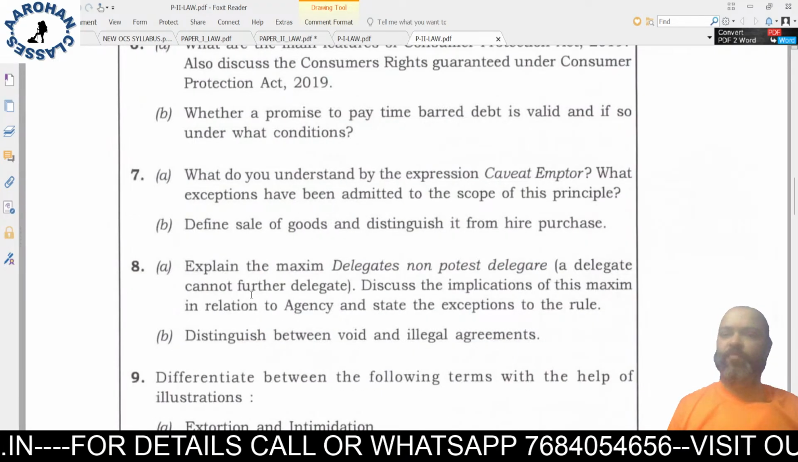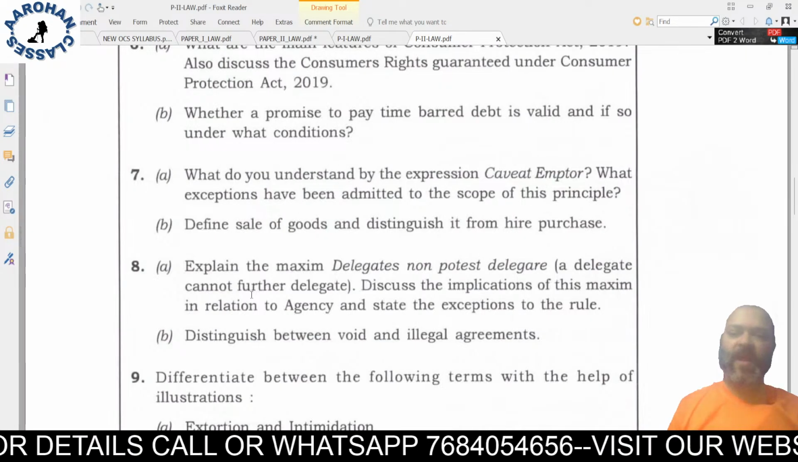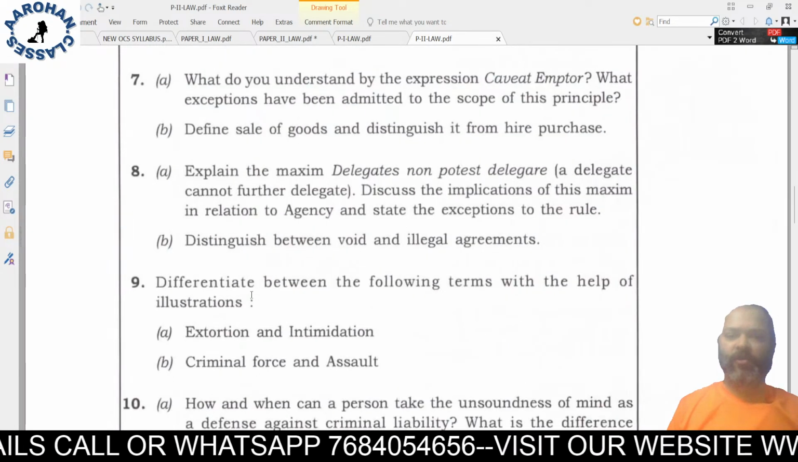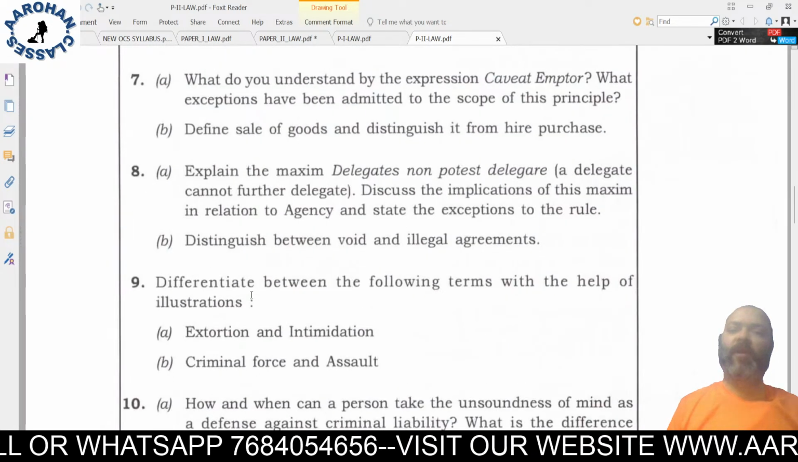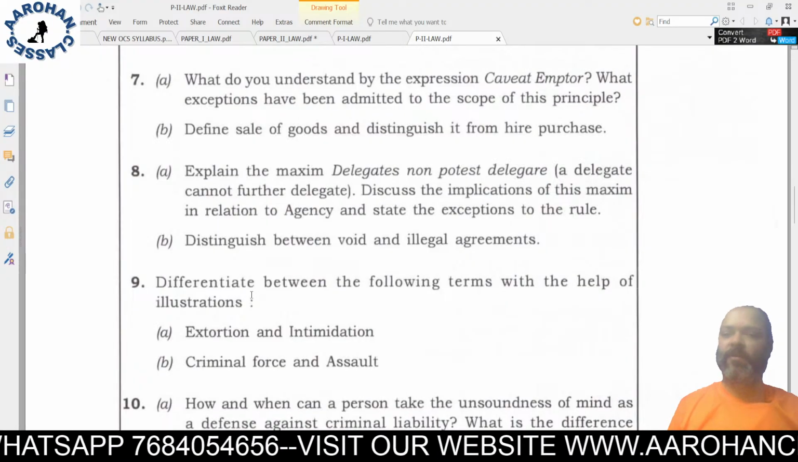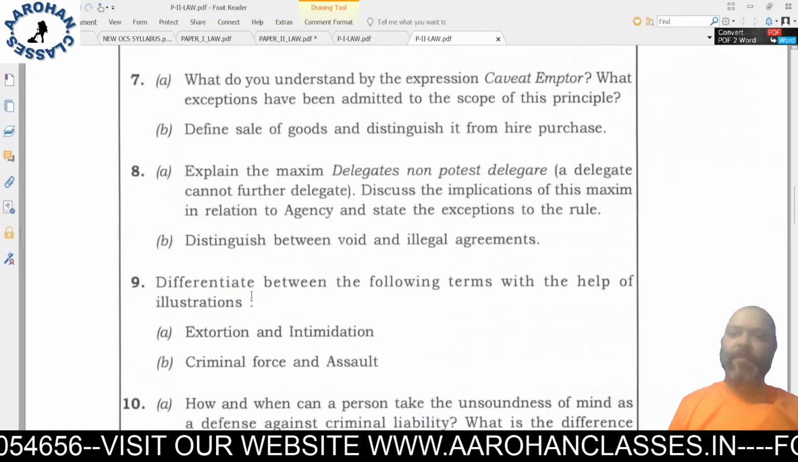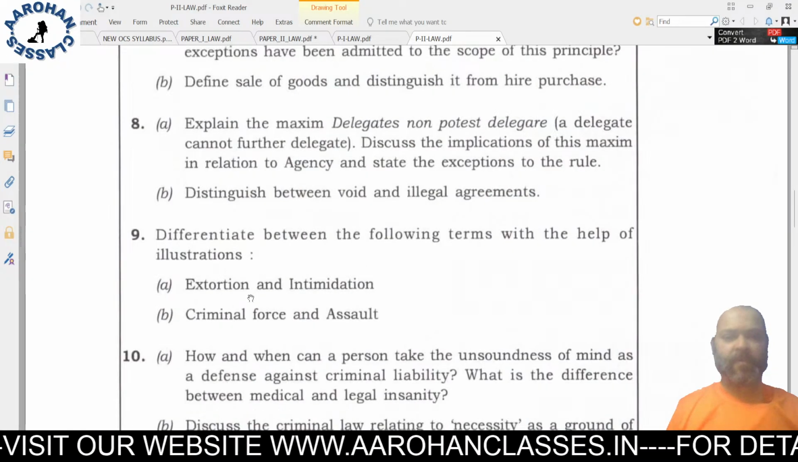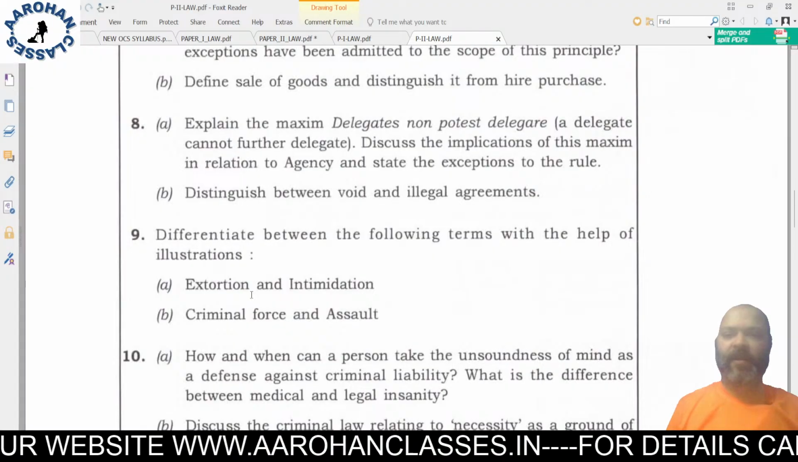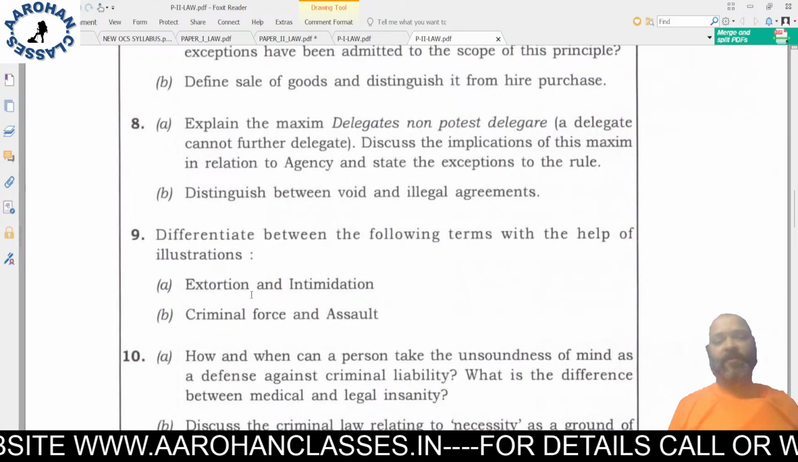Whether a promise to pay time-barred debt is valid, and if so, under what conditions? What do you understand by expression caveat emptor? What exceptions have been admitted to the scope of this principle? Define sale of goods and distinguish it from hire purchase.